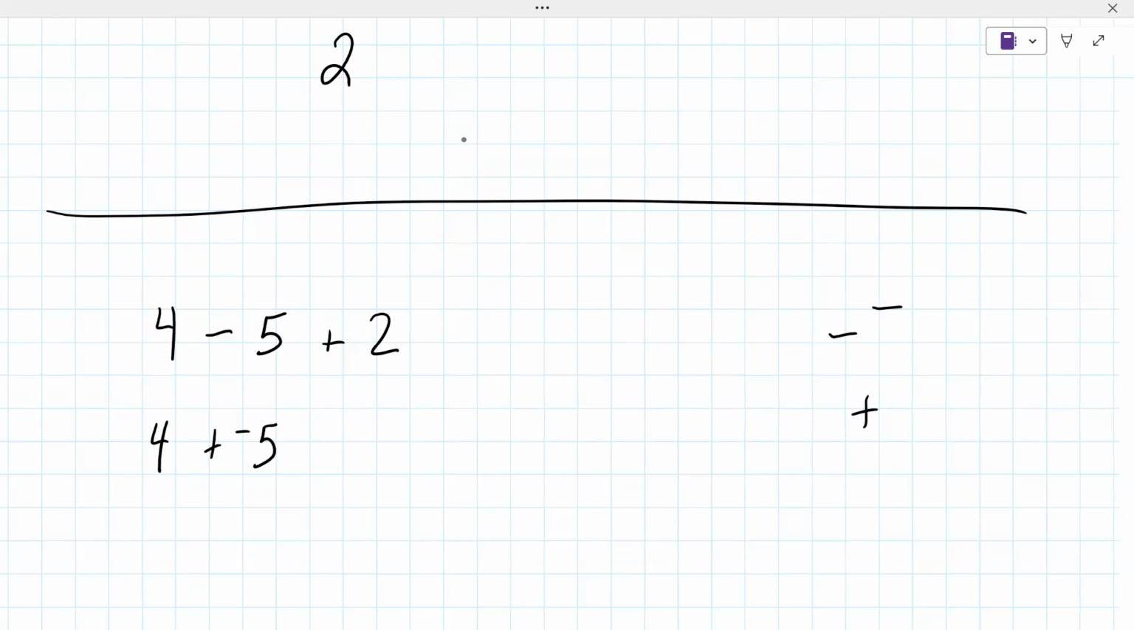Okay. So 5 is bigger, so it'll be a negative, and then it'll be 5 plus 4, which is 9, plus 2, which will equal negative 9 plus 2. Okay, I got the answer.